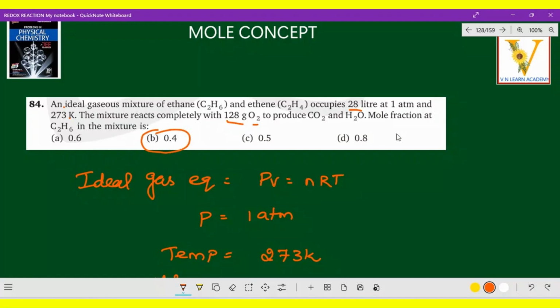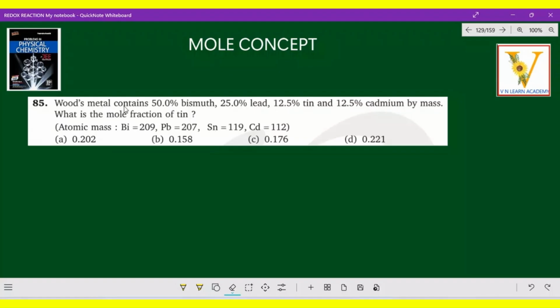This is 0.4. So the next question: Wood's metal contains 50% of bismuth, 25% of lead, 12.5% of tin and 12.5% of cadmium by mass. What is the mole fraction of tin? Here the atomic mass of each metal is also given. So the total mass percentage is 100, right? So in that bismuth, tin, lead and cadmium, let us identify the number of moles.